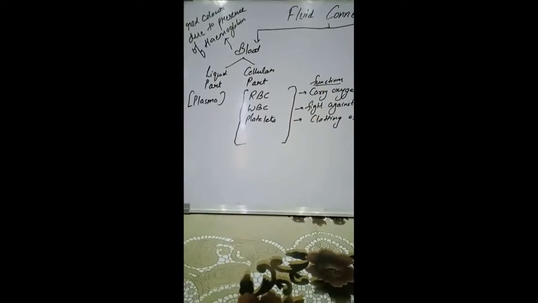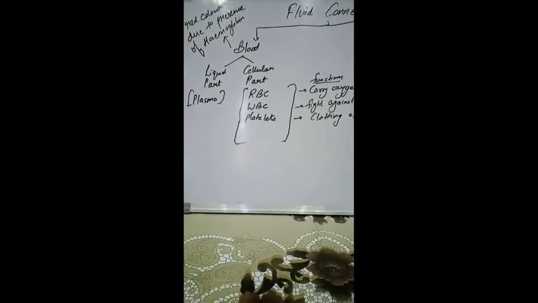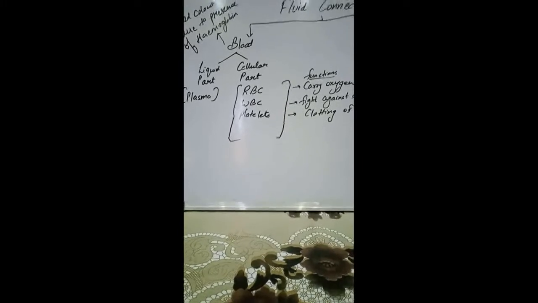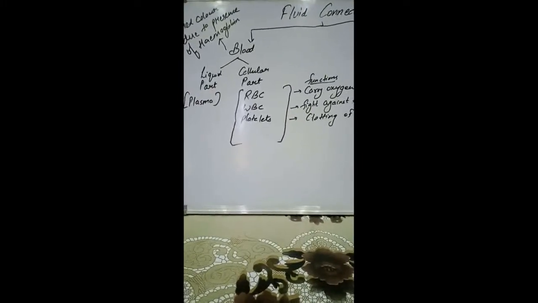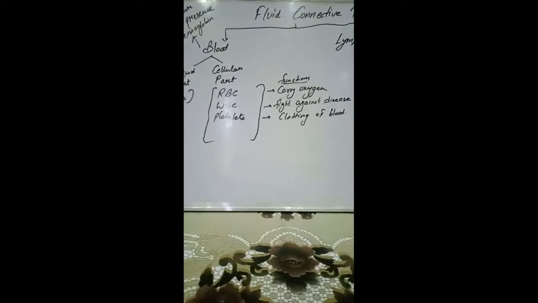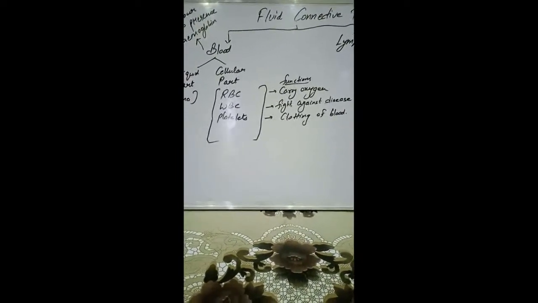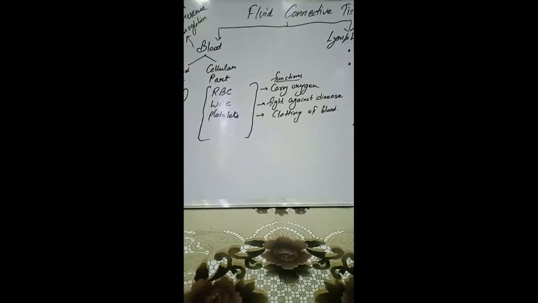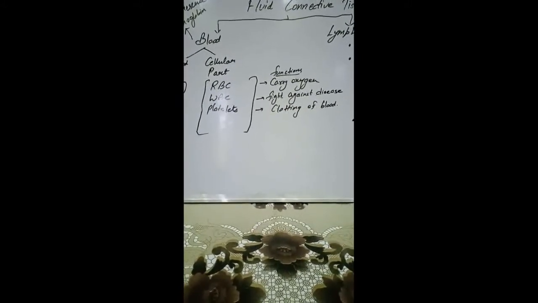First one is RBCs, which stands for red blood cells. Next one is WBCs, which stands for white blood cells. And the last one is platelets. So what are the functions of these three? RBCs: the main function of red blood cells is to carry oxygen to different body parts. Next, WBCs: the main function of white blood cells is to fight against disease, and they also protect you from germs. Last one, blood platelets. They help in the clotting of blood.